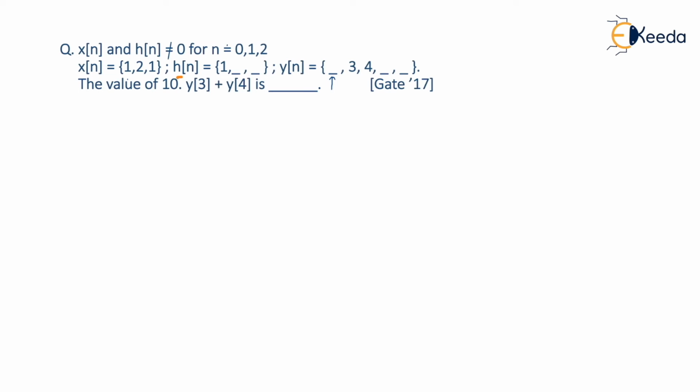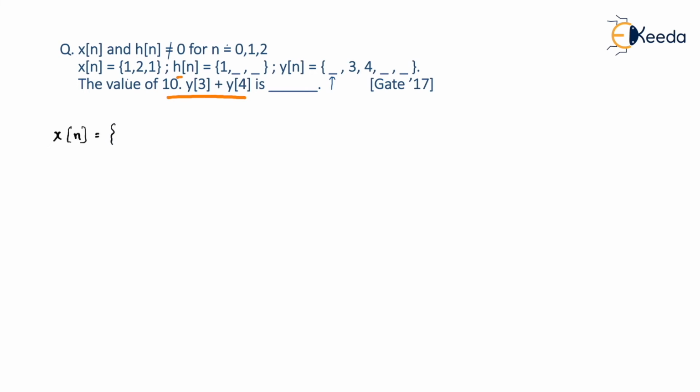It is quite clear that if you want to calculate this, you should know what y of n is. And to get y of n, you should convolve x of n and h of n. But the problem is x of n is given completely, h of n is not given. So let us see what we can do. Let me just write what is given.